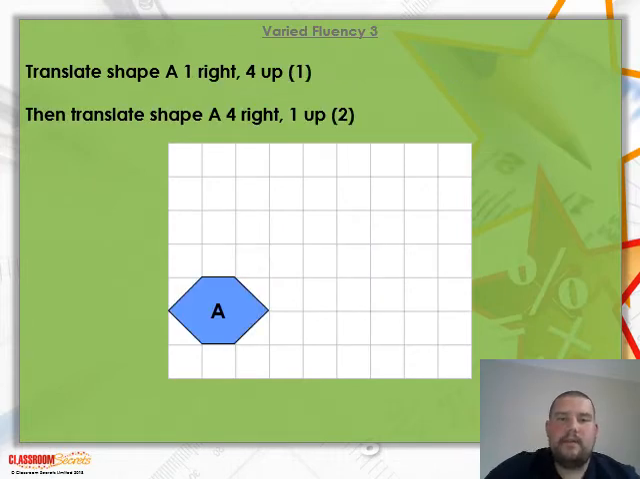Okay, varied fluency 3. Translate shape A 1 right and 4 up. You need to pick your point. For example, I know we're going right, so I'm going to use the right furthest point here. You need to go 1 right and 4 up.